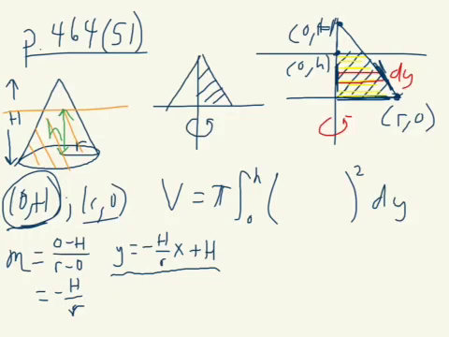Problem is that equation is in terms of x, not y. We need to be in terms of y. So no big deal. We just rearrange this. I'm going to throw the h over r on this side. Okay, so it's h over r x, and that will be equals.